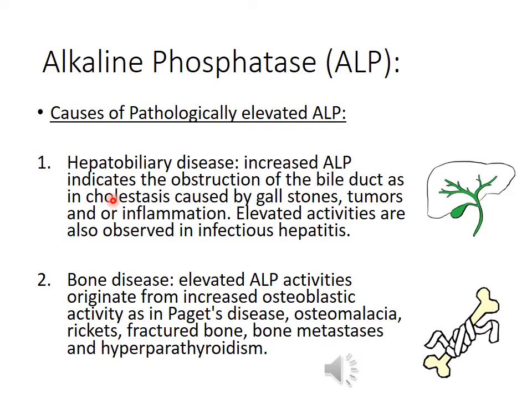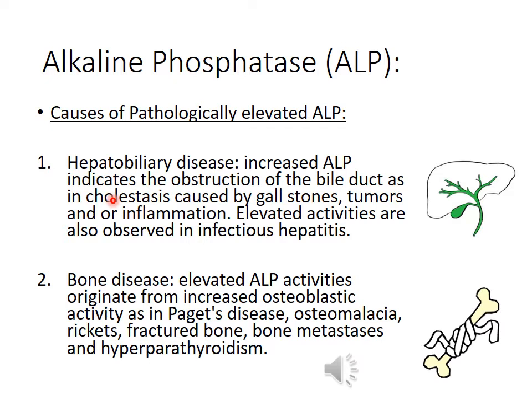Another cause of pathologically elevated ALP is bone diseases. Increased ALP activity is found in any bone disease in which there is increased osteoblastic activity. For example, Paget's disease, osteomalacia, rickets, fractured bone, bone metastasis, hyperparathyroidism. We will study all these diseases in detail in pathology, but I can give you a rough idea if you want. In Paget's disease, there is increased destruction of bone.